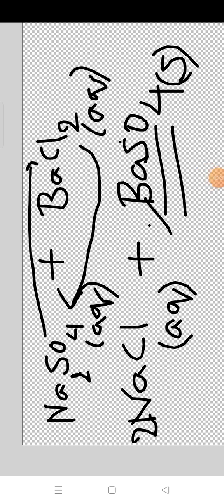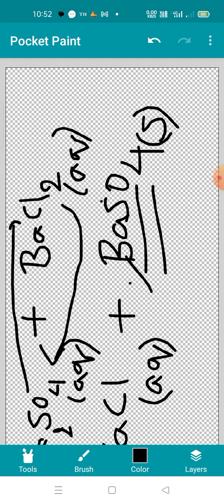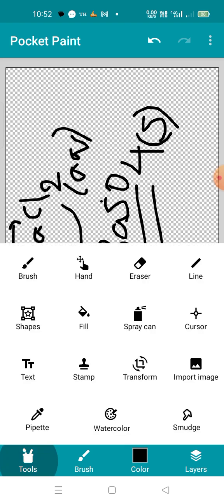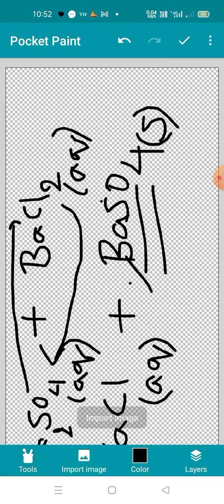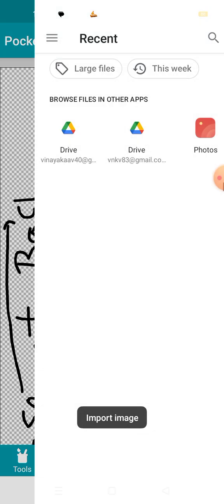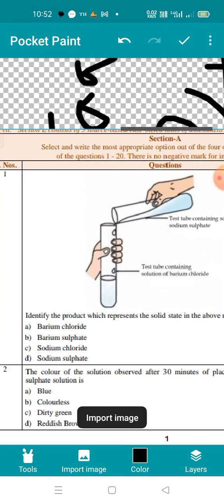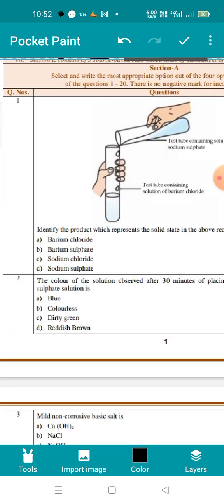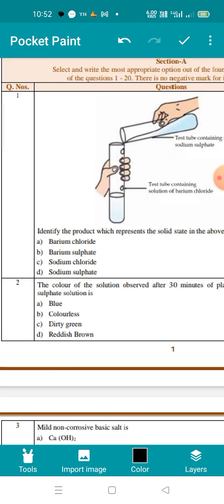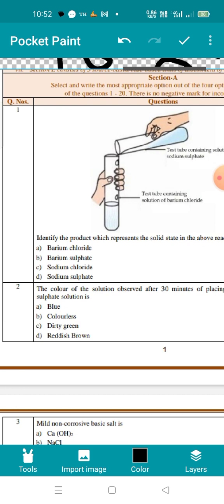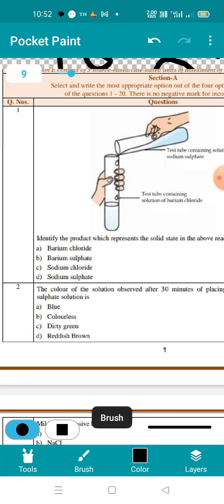So let us see the question again and let's mark the correct option. Let me display the question again. Yeah, you can see identify the product. So do we have the option barium sulfate? Yes, we have the option barium sulfate, and that is option B. So let's mark option B.